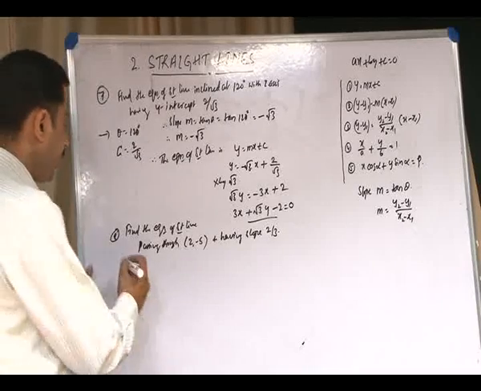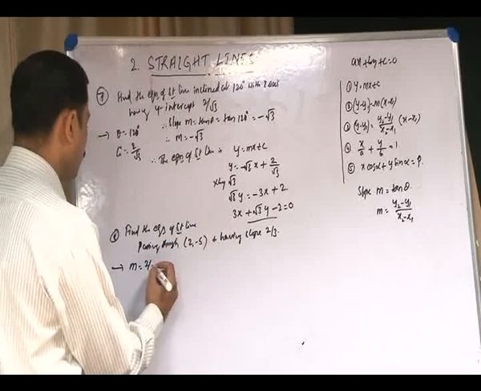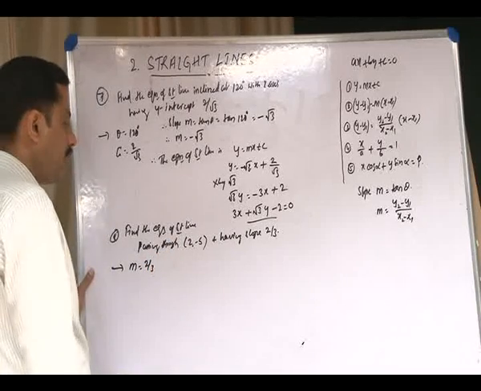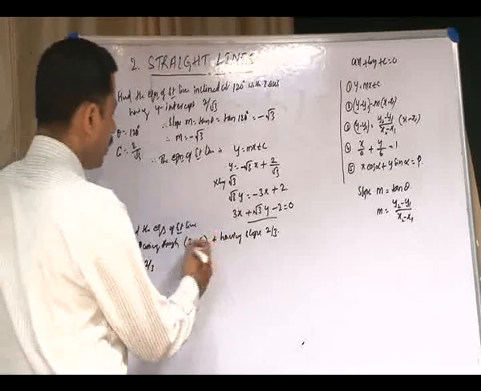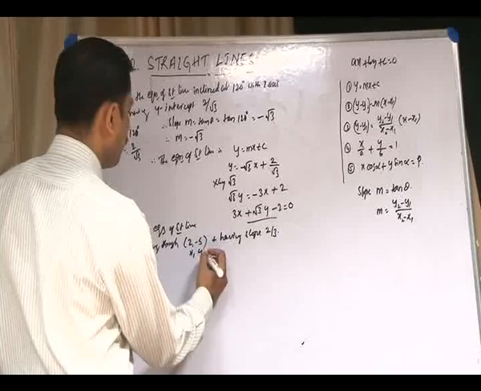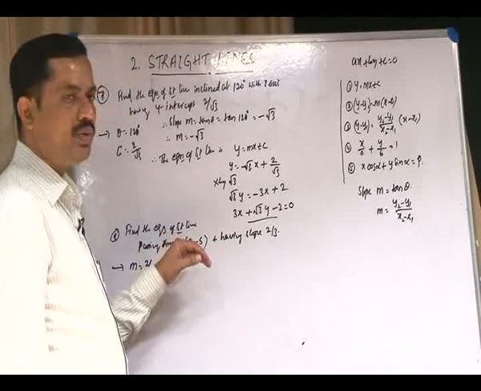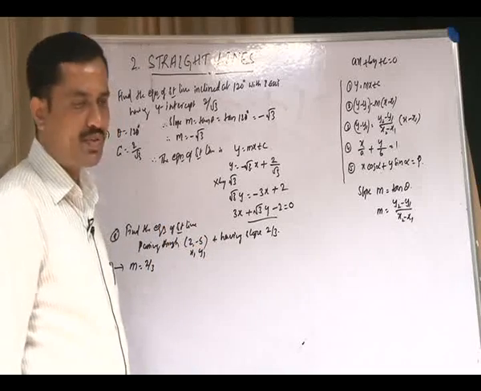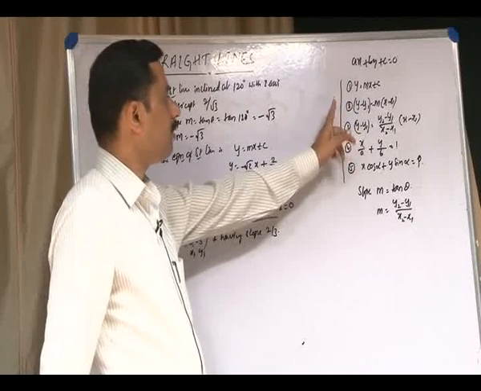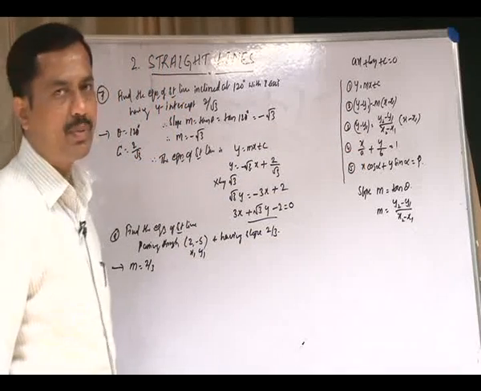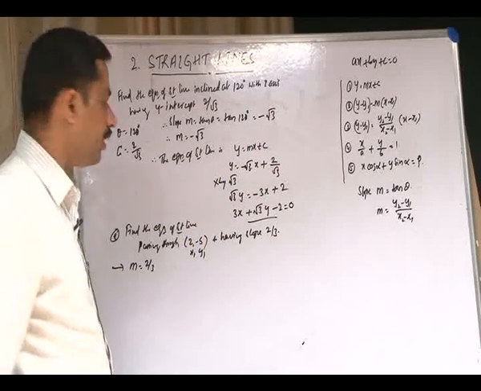So, here the given data is the slope of the straight line, m is equal to 2 by 3, and this line is passing through the point 2 comma minus 5. The coordinates of the point we take as x1, y1. Since the slope is given, we need the second form of the equation of a straight line, that is the slope point form, given by y minus y1 is equal to m into x minus x1. Using this formula, we are going to find the equation of the straight line here.